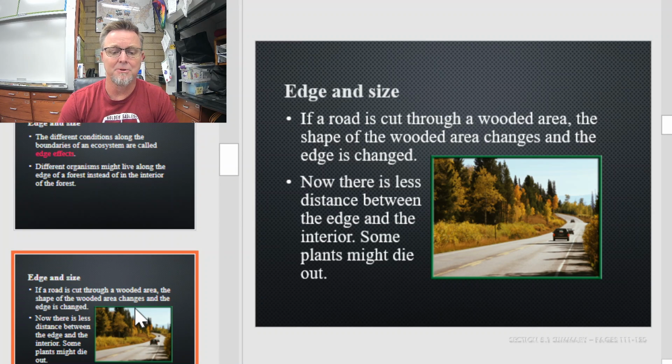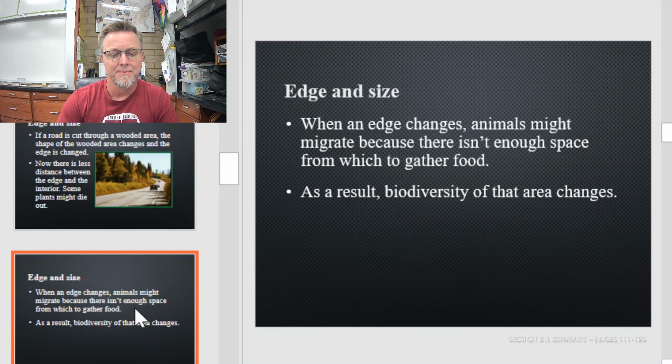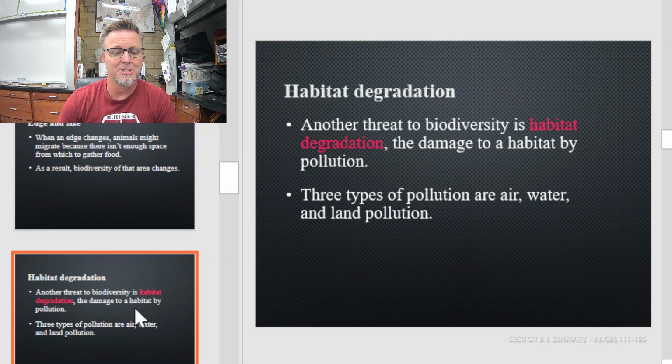If a road is cut through a wooded area, the shape of the wooded area changes, the edge is changed. Now there's less distance between the edge and the interior, and some plants might die. We might get invasive species that outcompete native species. With roads comes humans, right? There's all kinds of negatives that come along with this. When an edge changes, animals might migrate because there isn't enough space from which to gather food. And if they're migrating and crossing roads, they can literally be hit by cars. As a result, biodiversity in that area is definitely going to change.